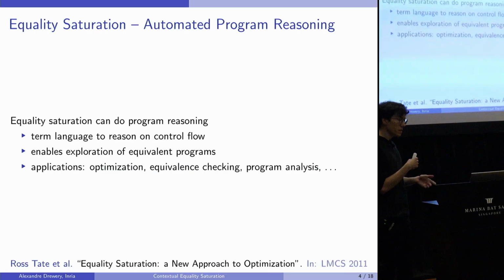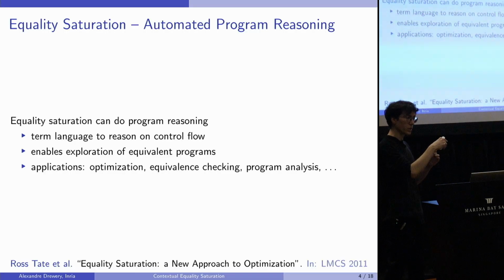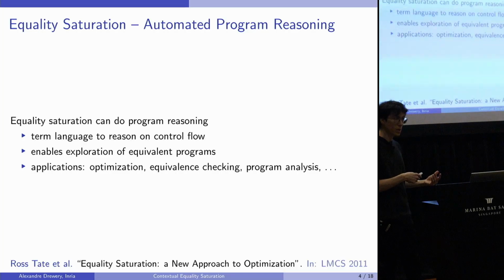So more precisely, we can do automated reasoning with equality saturation, but we can also do automated program reasoning. So in 2011, Tate et al. showed that you could design a term language to represent programs, and specifically the input-output relations of programs as terms. And therefore, you could reason about them using rewriting rules, using equality saturation.